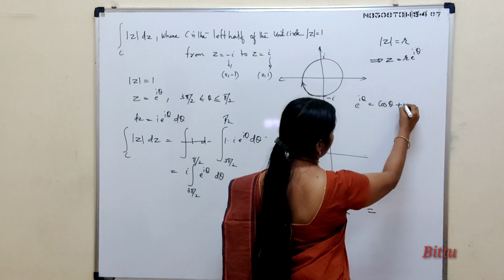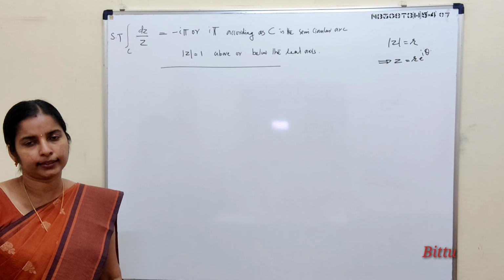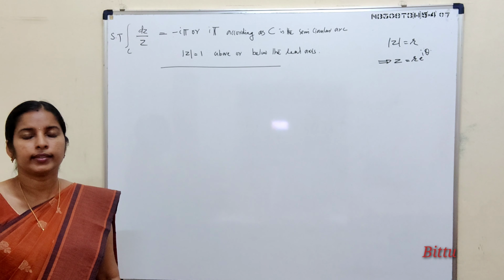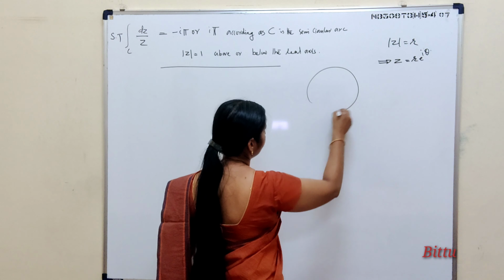Next we have to answer another interesting question. The question is, show that the integral over C of dz by z equals minus i pi or i pi, according as C is the semicircular arc, mod z equal to 1, above or below the real axis. First you notice what is C. Here you consider a unit circle.